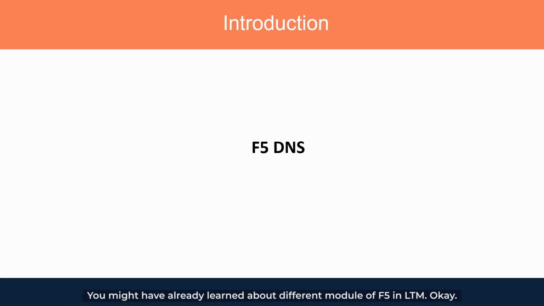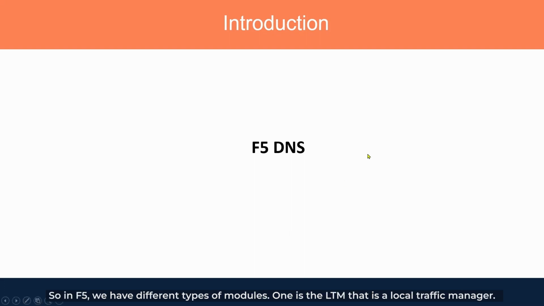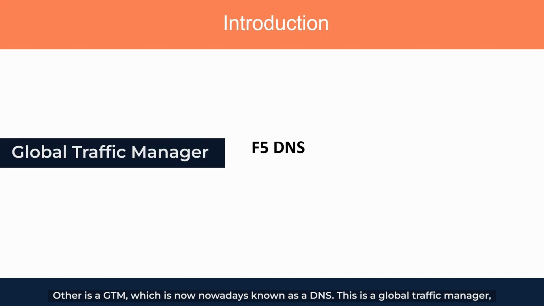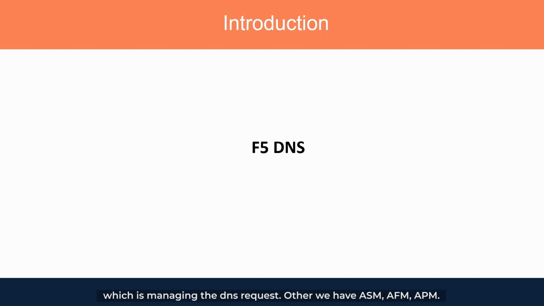You might have already learned about different modules of F5 in LTM. In F5 we have different types of modules. One is the LTM, that is the Local Traffic Manager. Other is the GTM, which is nowadays known as DNS. This is the Global Traffic Manager, which is managing the DNS requests. Other we have ASM, AFM, APM. So these are the different modules.